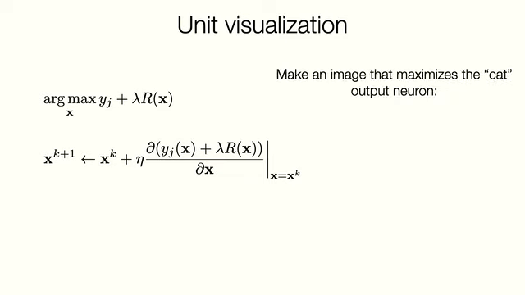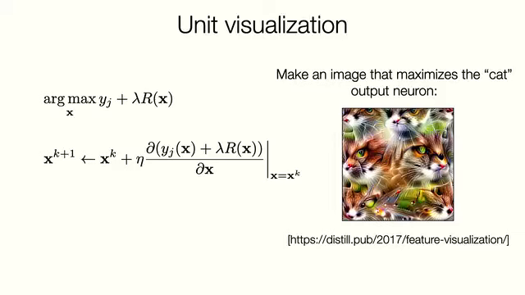So what we find is if you want to make an image that maximizes the cat output neuron, again, we are doing this maybe pre-softmax, it might look something like this. So this is an interesting blog post back from 2017, on feature visualization. This is telling you what a given trained model thinks is most cat-like. And this is something that you can learn.